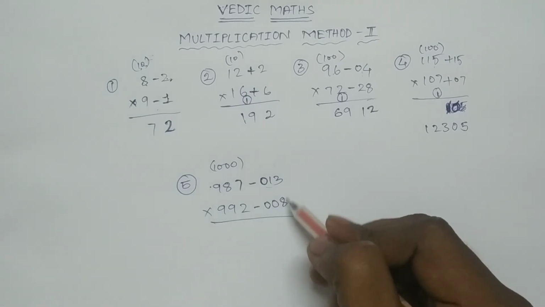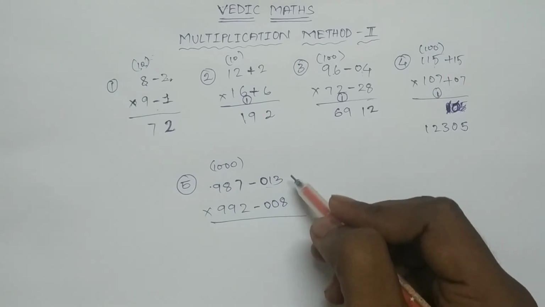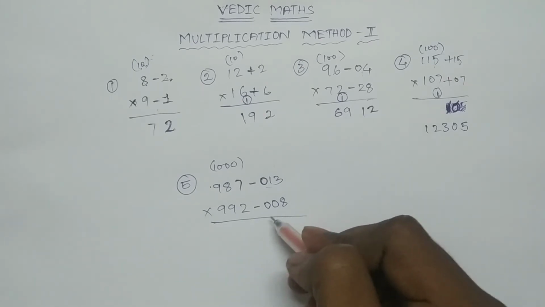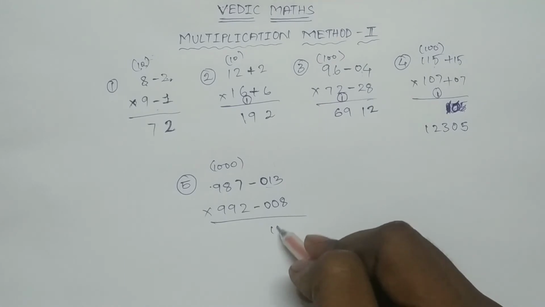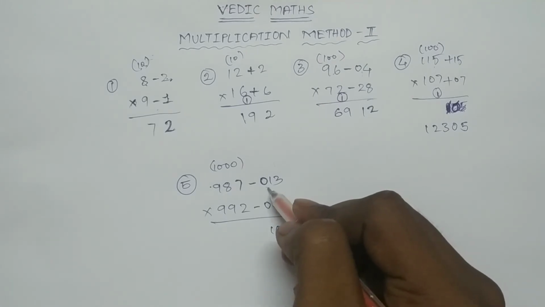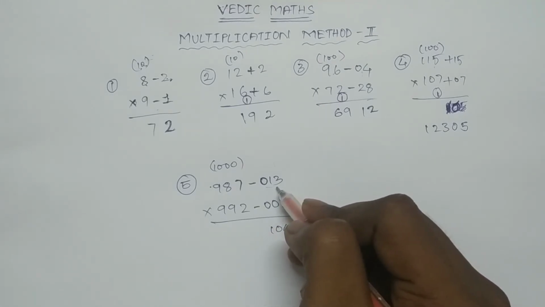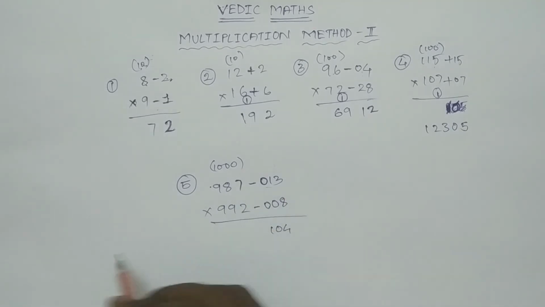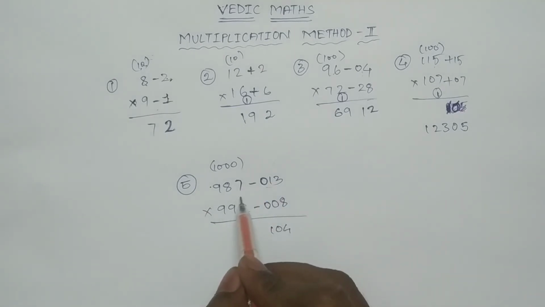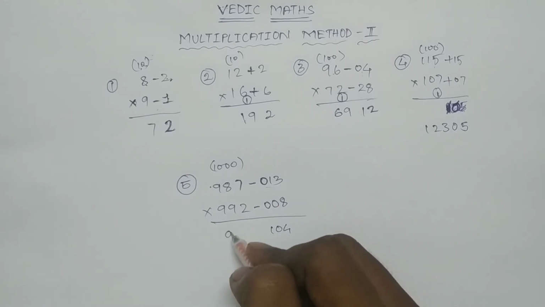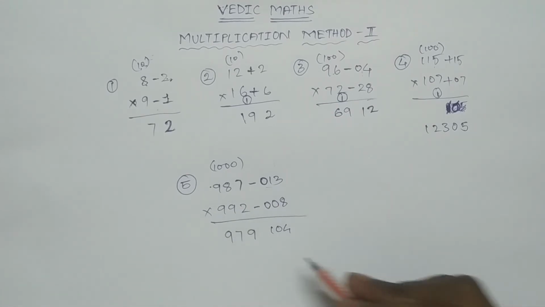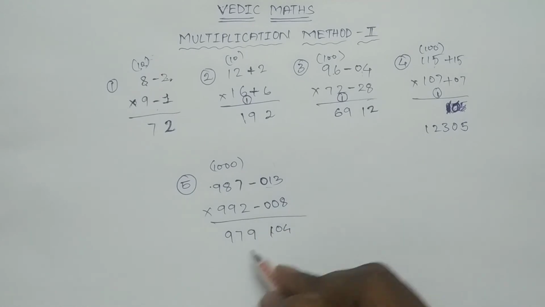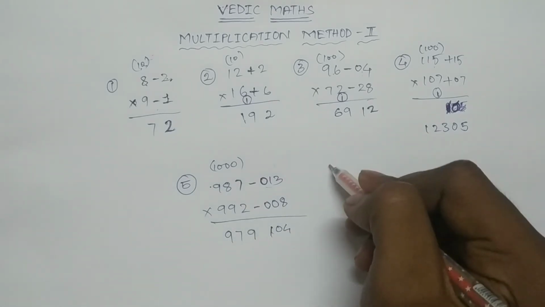Again I have to multiply 13 into 8. 13 into 8 is 104, so I am writing 104. Here also the right-hand values are 3 digits, so the answer will also be 3 digits, and for the left side value we have to subtract 987 minus 8. 987 minus 8 is 979. The value of this multiplication is 979,104.